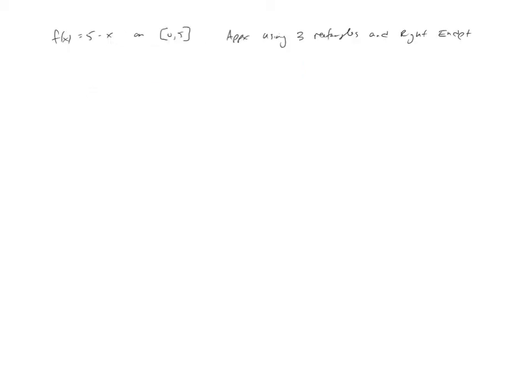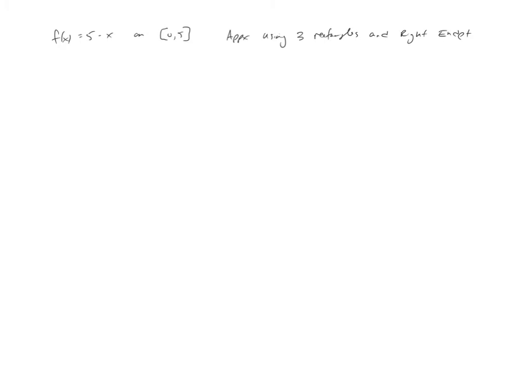Okay, so the example we're going to take a look at, and we're going to do this in a couple of different parts, is the function f of x equals 5 minus x on the closed interval 0 to 5. We are going to approximate the area under this curve on this interval using 3 rectangles. It's an approximation if we have anything less than infinitely many rectangles. And we're using the right endpoint, okay?